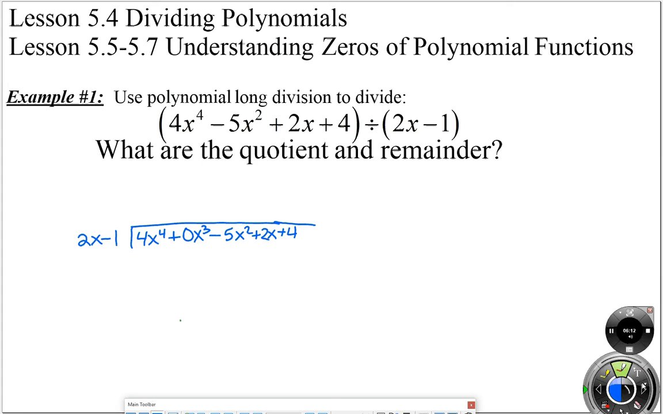So at first, when I make my decision about what to choose, I really just focus on first terms. What would I multiply 2x by to get it to look exactly like 4x to the fourth? 2x to the third power. So I'm going to choose 2x to the third power. Now, you don't have to write it over the second spot, but does anybody know why I chose to write it over the second term?